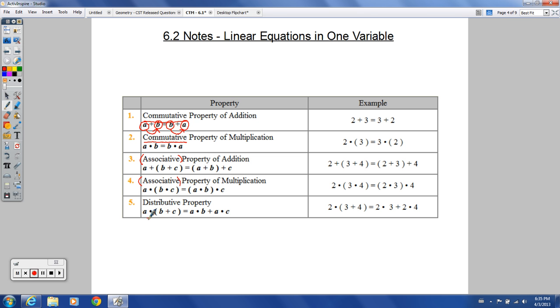And then finally the distributive property, where we distribute through. If we have something plus or minus in between with parentheses, and something times all that on the outside, we distribute the A through. We're going to do A times B plus A times C.